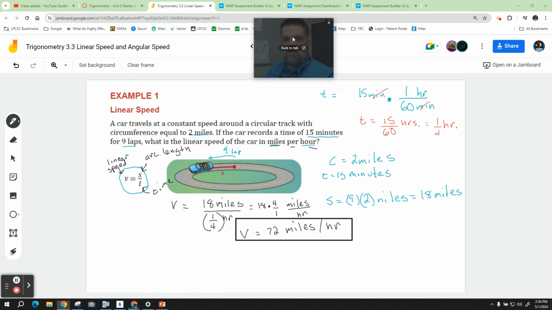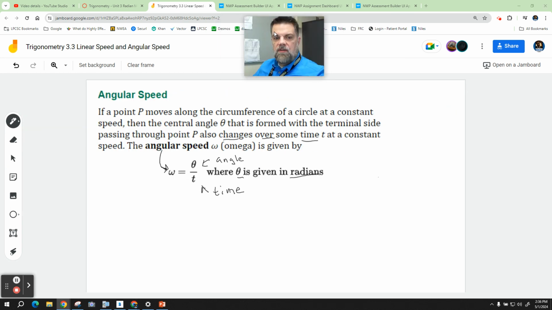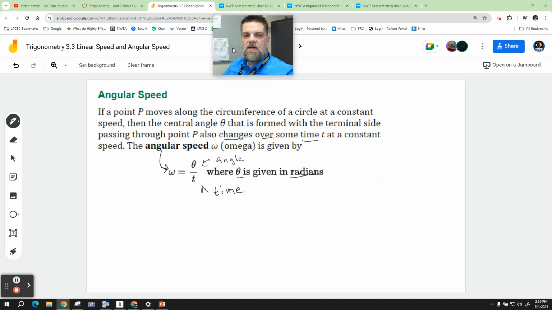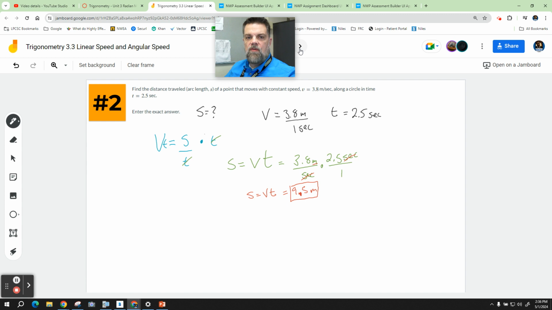Oh, wait. As I was flipping through my notes, guess what I found? Here's the relationship. Omega is equal to theta over t. That's what I needed to know. So what I'm going to do is go back here and just plug that in. Omega is equal to theta over t.